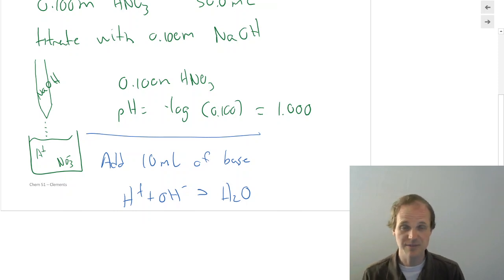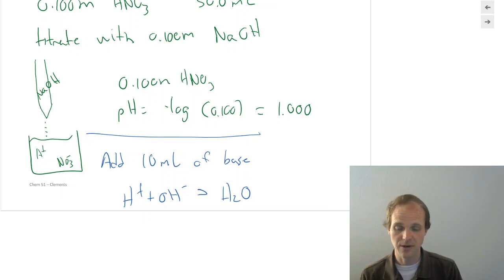And it turns out, because we've got these volumes changing now, we have 50 milliliters. We're going to add 10 milliliters. So now we have a solution of 60 milliliters. We can do a dilution problem where we figure out our initial concentrations, we figure out our final volumes, we do our M1V1 equals M2V2, then we do our reaction and things like that. But it turns out that's a whole lot of work.